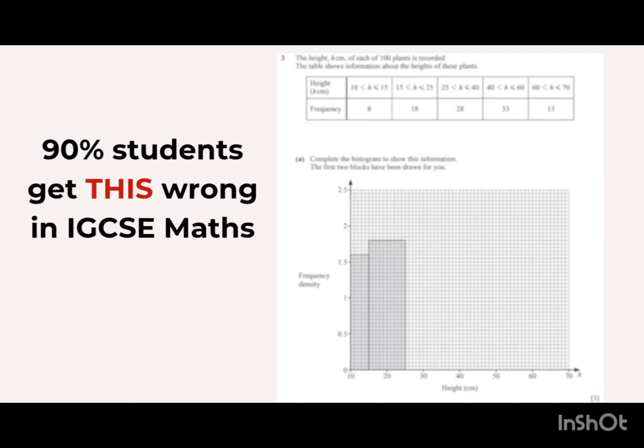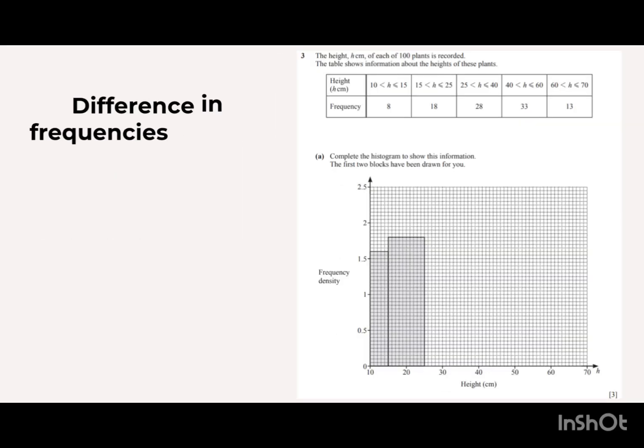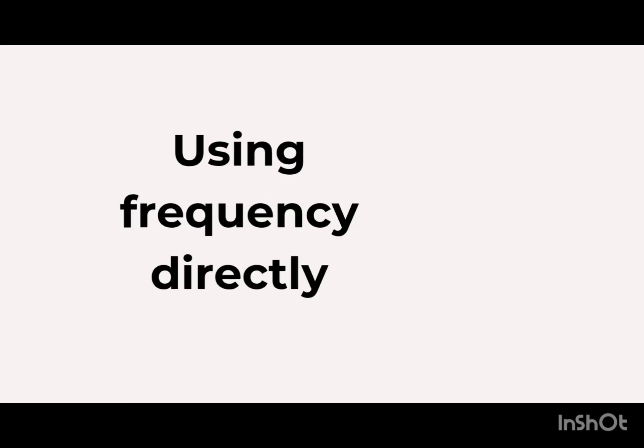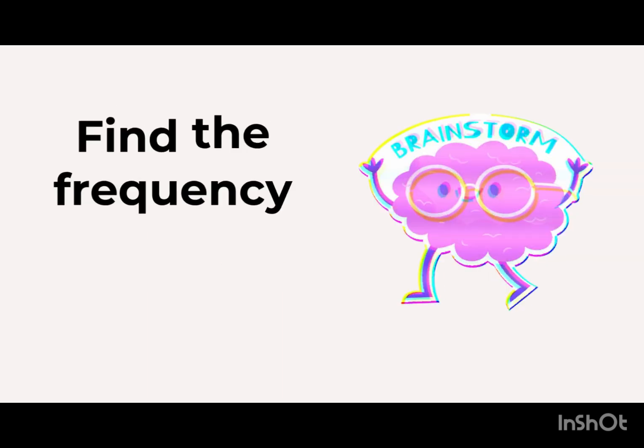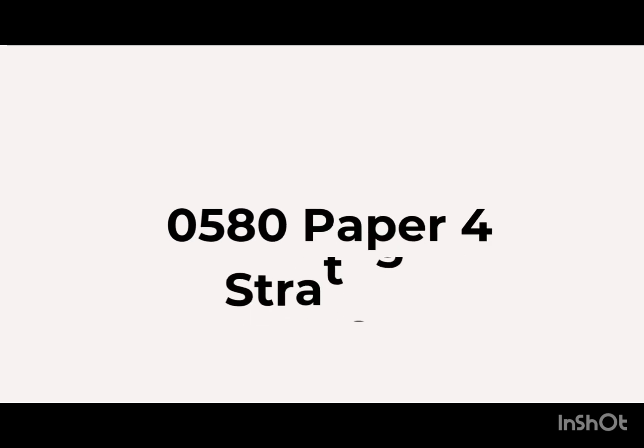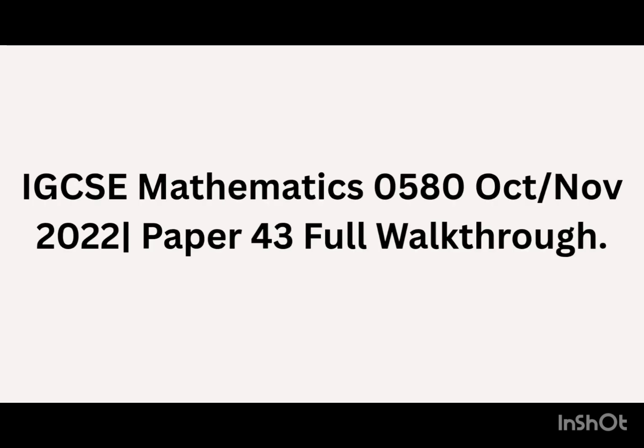Most students lose marks here, and they don't even realize why. You see 8 and 18, but the bars drawn do not have much difference. If you draw using frequency directly, you will lose easy marks. You need to find the frequency density. I will show you the exact method, and we will solve the full paper step by step. Let's start with question 1.